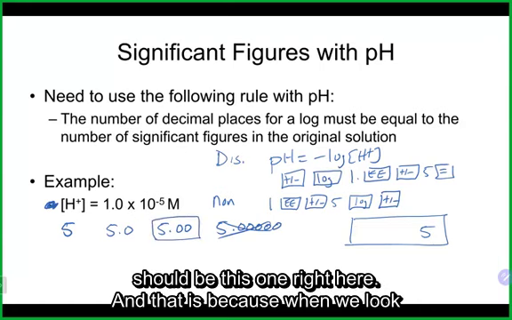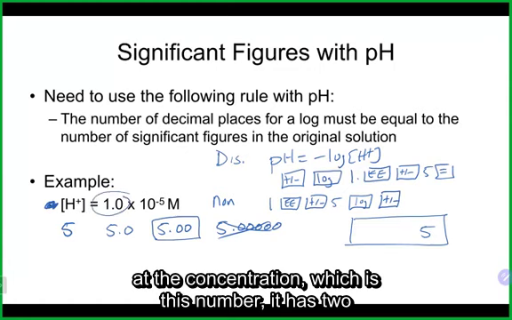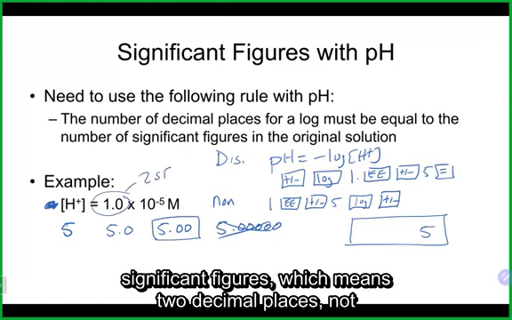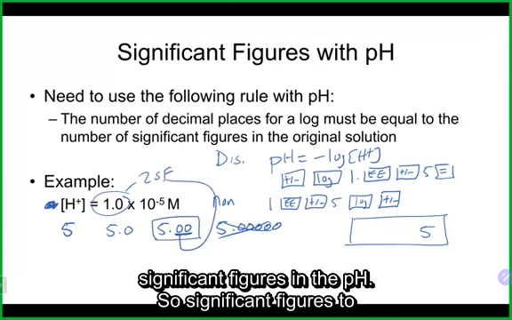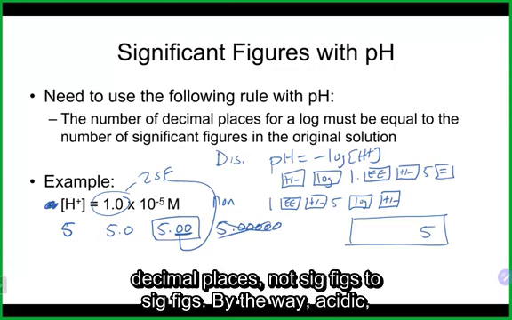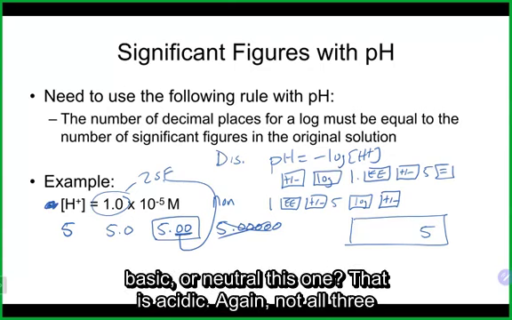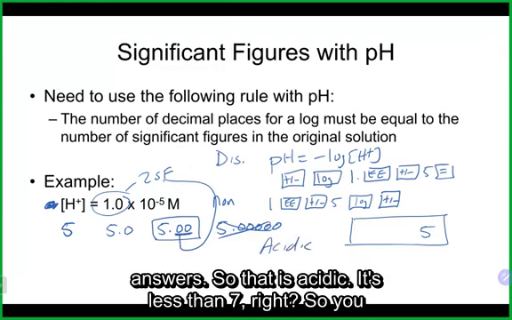And that is because when we look at the concentration, which is this number, it has 2 significant figures, which means 2 decimal places, not significant figures, in the pH. So significant figures to decimal places, not sig figs to sig figs. By the way, acidic, basic, or neutral, this one? That is acidic. Again, not all 3 answers. So that is acidic. It's less than 7, right?